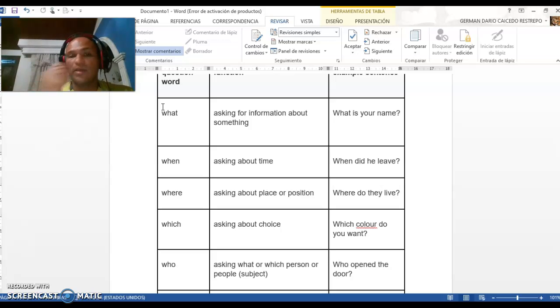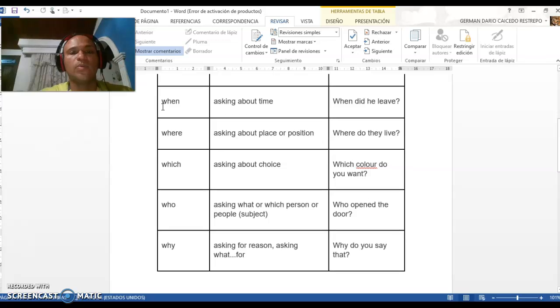And so on. When. When is another word. A WH word used for asking about time. For example, when did he leave? Another word is where. Where is asking about place or position, like in where do they live?